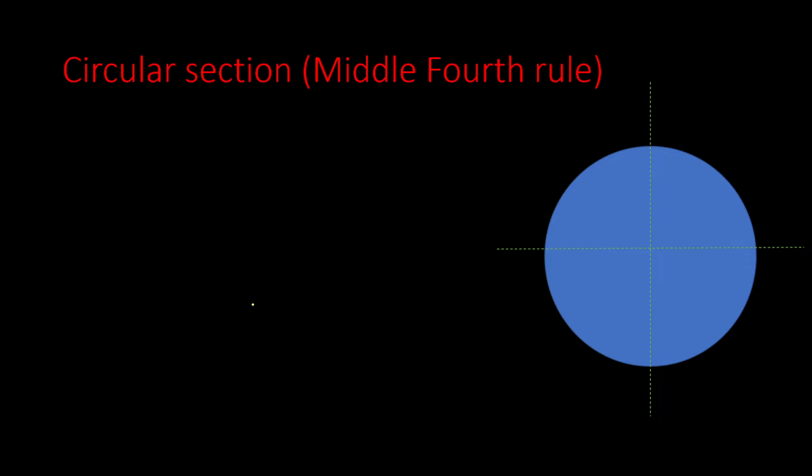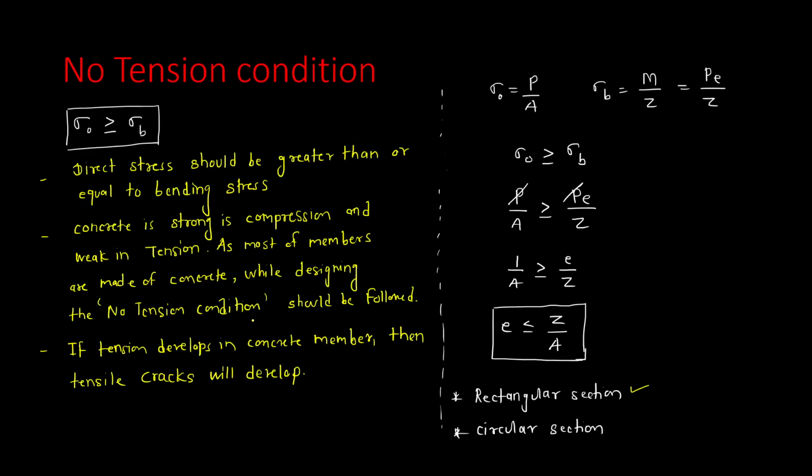Okay, so for a circular section, what is the no tension condition? In the previous videos, we started the no tension condition and developed an equation for eccentricity, that is e should be less than or equal to Z divided by A. Then we saw the limits of eccentricity for a rectangular section. Now in this video, we will see the limits of eccentricity for a circular section.